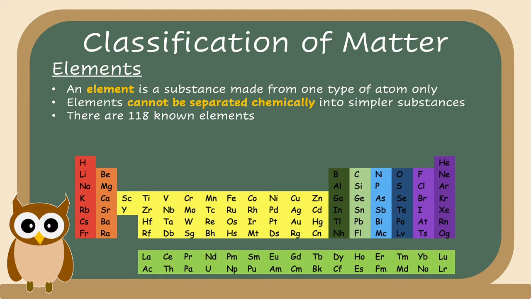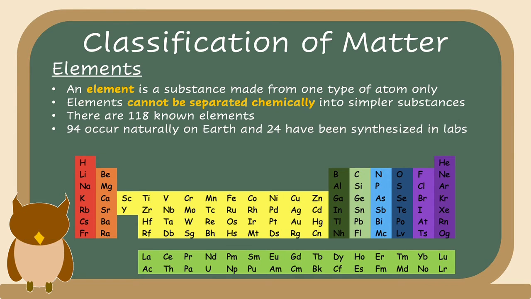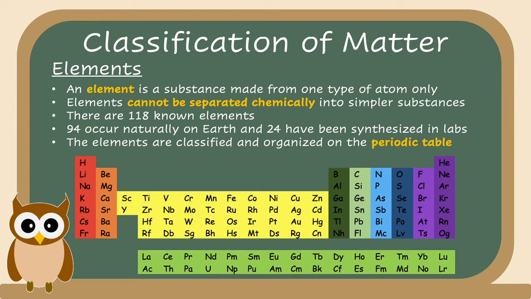There are in fact 118 known elements in the universe, 94 of which occur naturally on Earth, and the remaining 24 have been synthesized in laboratories. The periodic table of elements arranges the 118 elements from left to right and top to bottom in order of increasing atomic number.